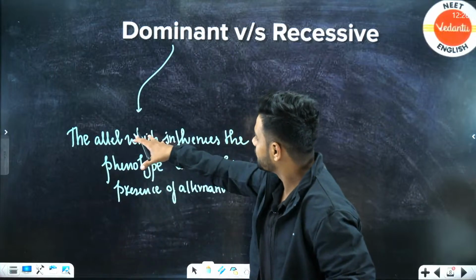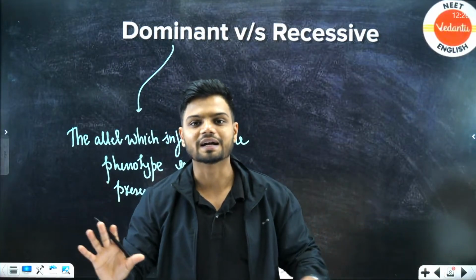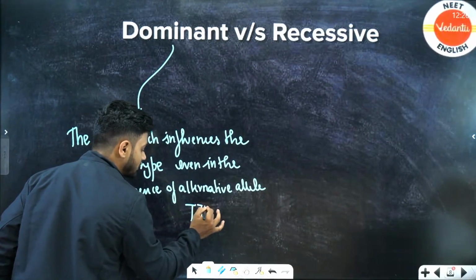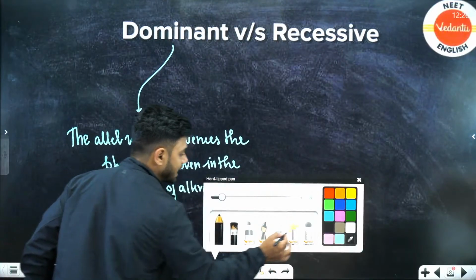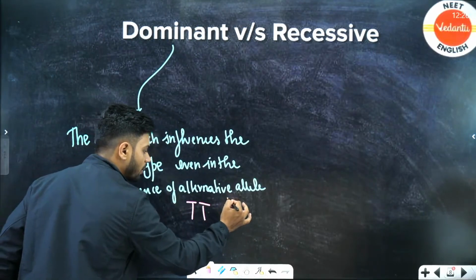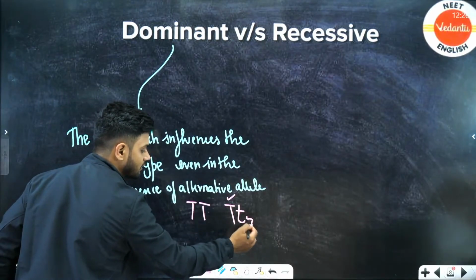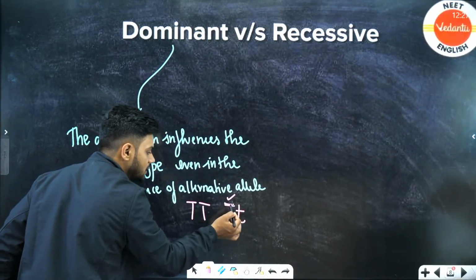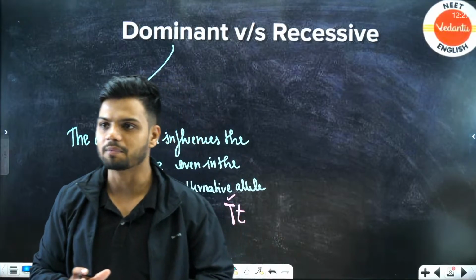Here, an allele which is able to express itself even in the presence of an alternative allele is called a dominant allele. For example, students, here we have capital T, small t. Capital T is the dominant allele because this allele is able to express even in the presence of the alternative allele. This small t is the alternative allele. Even in its presence, capital T is able to express.